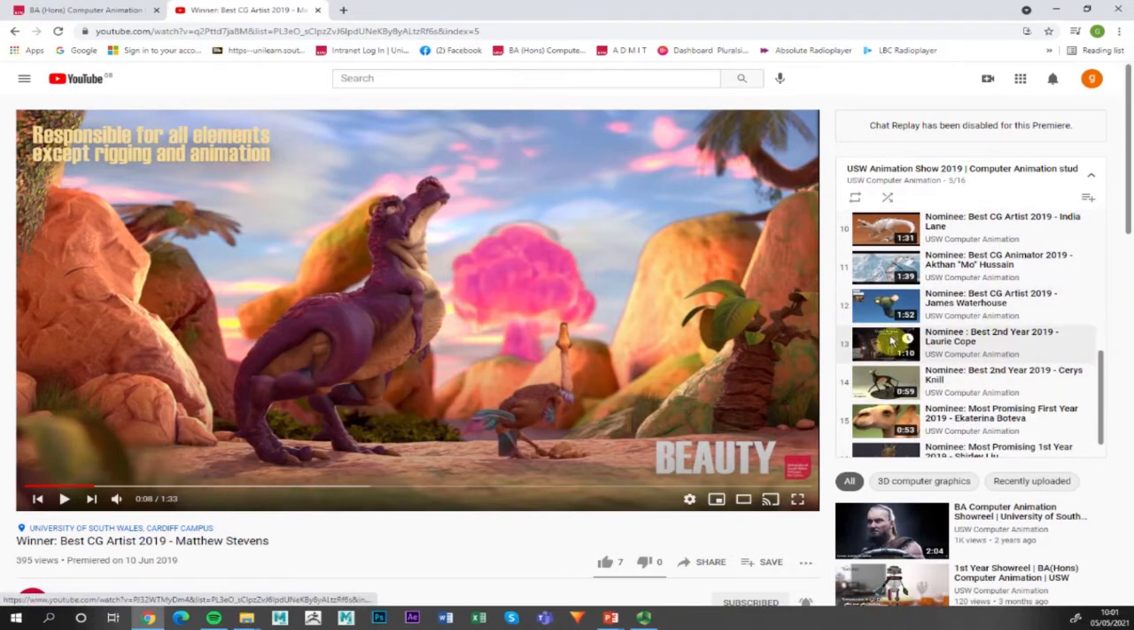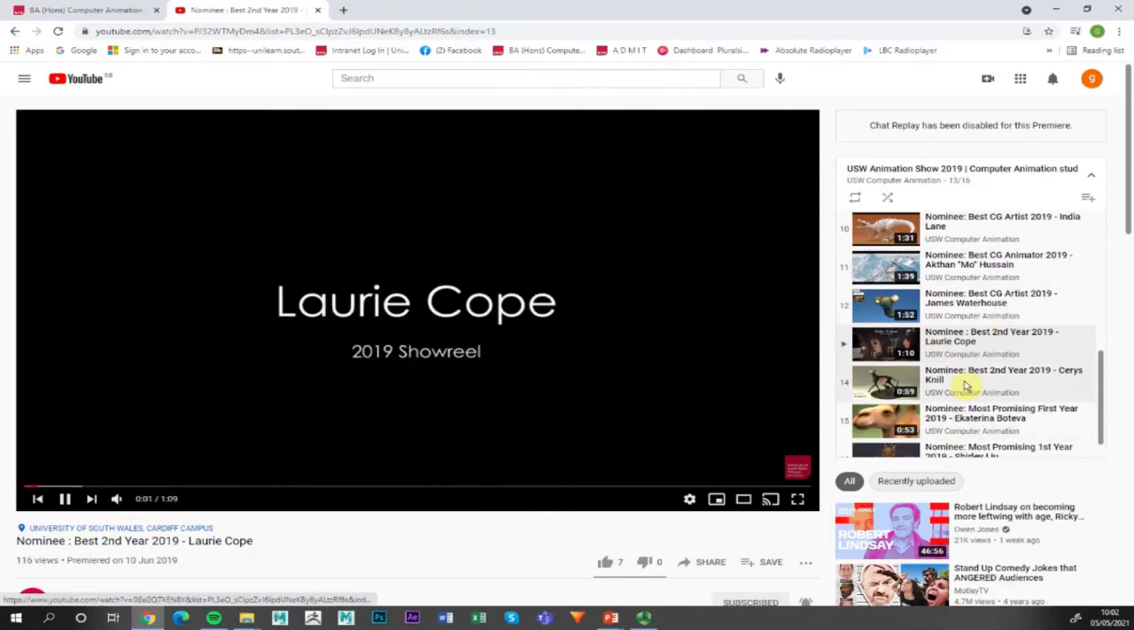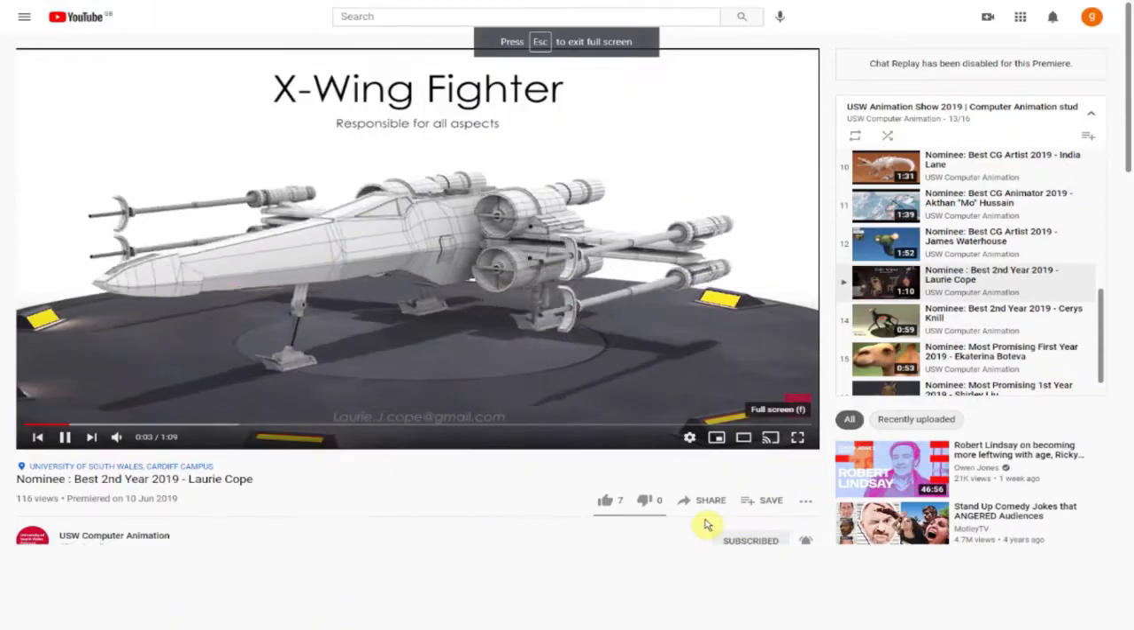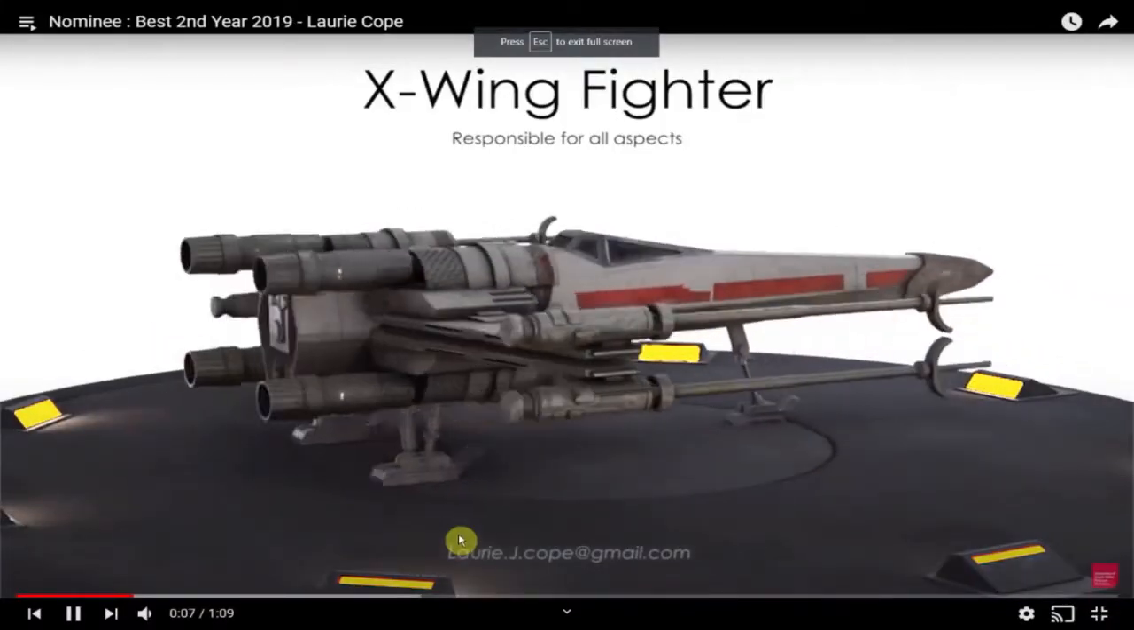Okay, so these will be the best examples of second year work at the end of the second year, our students going through into third year. So it gives you a sense of the level of quality. And remember, these students are nominated for best second year in our end of year show. So these are our strongest students at this point.